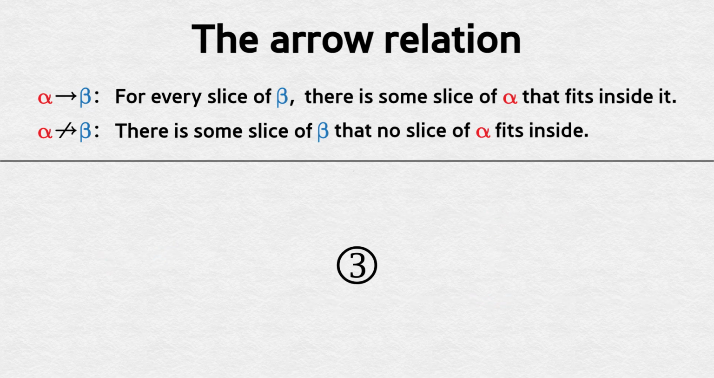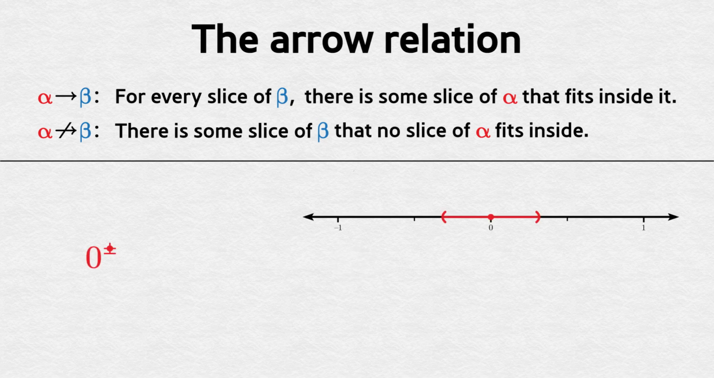How about the other way around? Does 0 plus minus dot fit into this near number gamma?